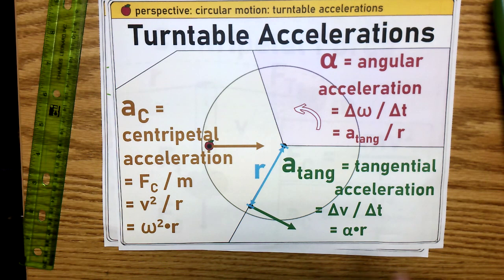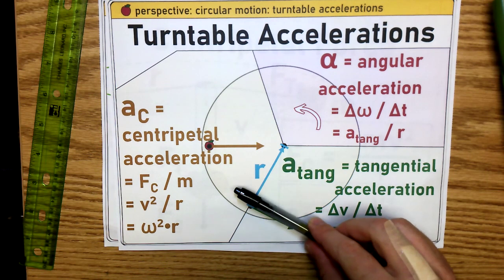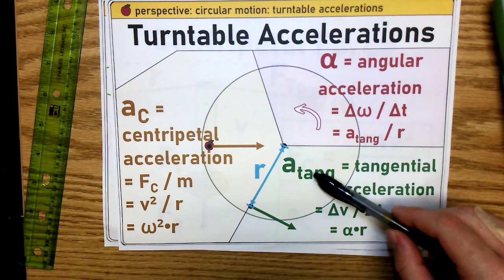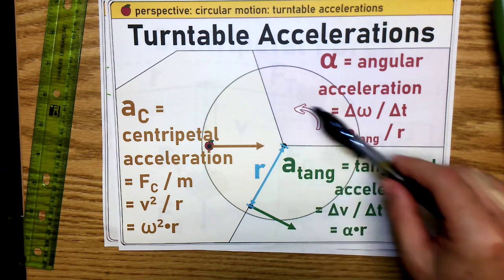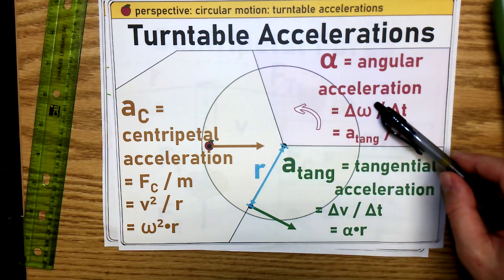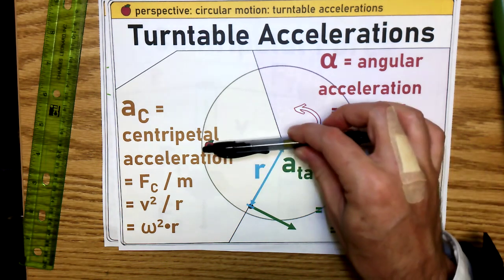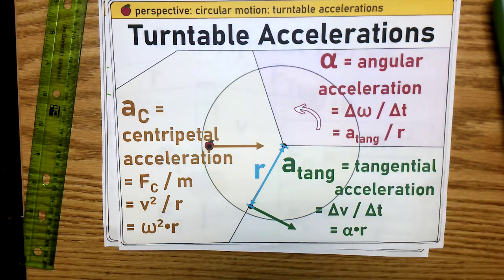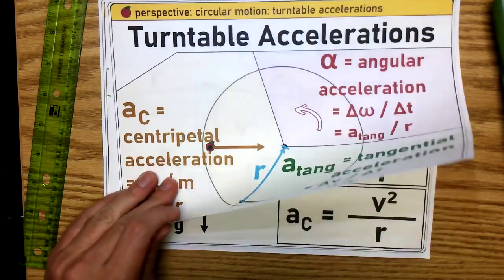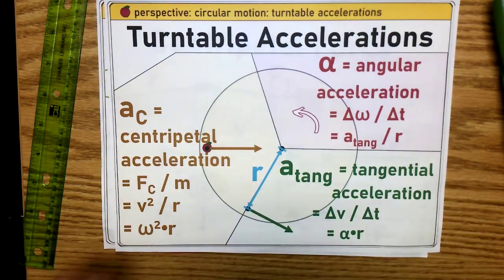Okay, different direction. Okay, so we got tangent to the motion for A, tangential. We got in the direction of the rotation with angular acceleration. We got always directed towards the center for centripetal acceleration. Okay, guys got those? Okay. All right, I think we're ready to tackle the question from a few days ago.